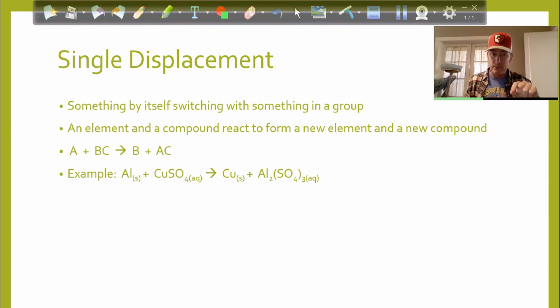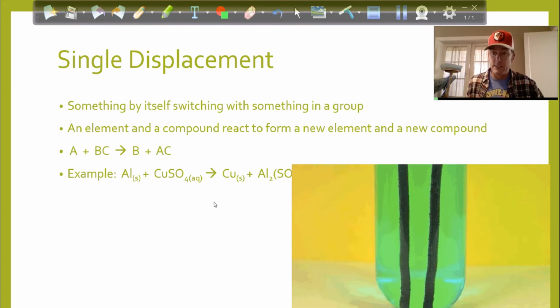Also think about this: when it's copper 2 sulfate, that copper is an ion. That means it has a positive charge. It has lost electrons. The reality is that copper takes the electrons from the aluminum, and now the aluminum's the big loser in the formula here, and it's the positive ion, and copper is neutral now.